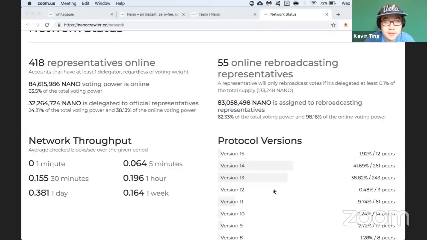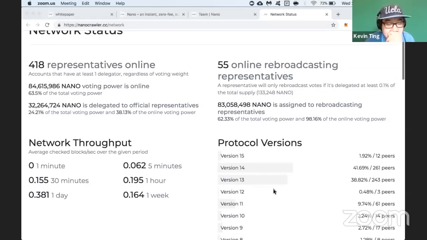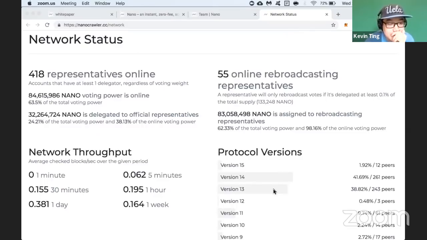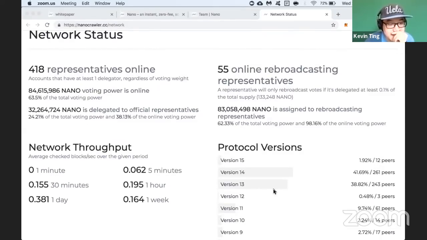Nano Crawler. Let me take a look at this real quick. 418 Nano representatives online. 55 online rebroadcasting representatives. Let me go back to screen share, by the way. Let's take a look at this. Oh, this is really interesting. This is really interesting. Okay.